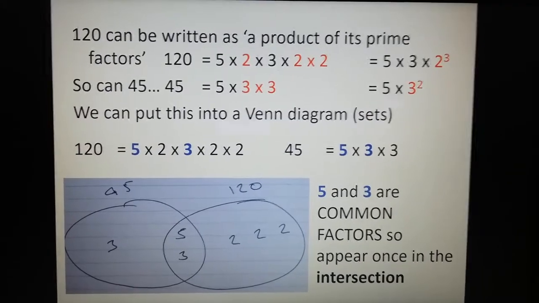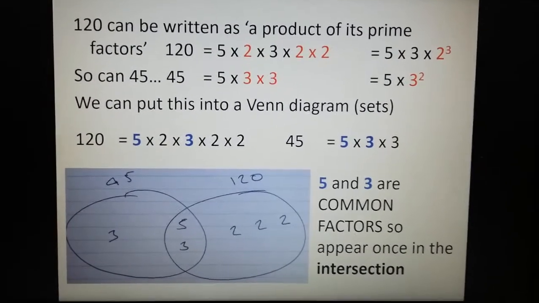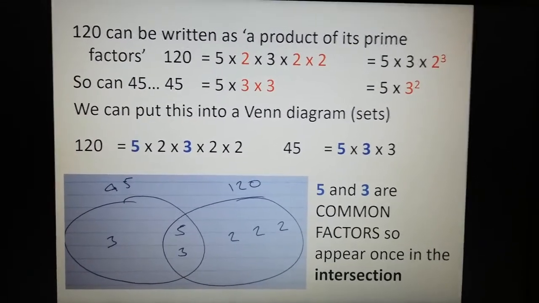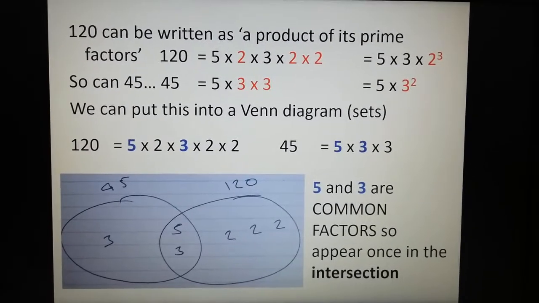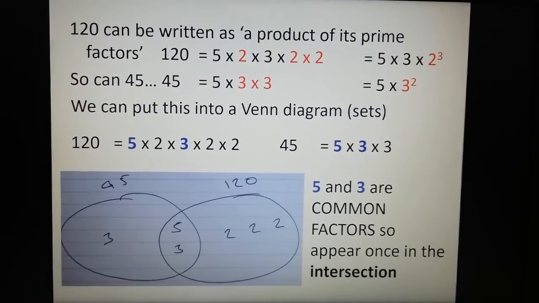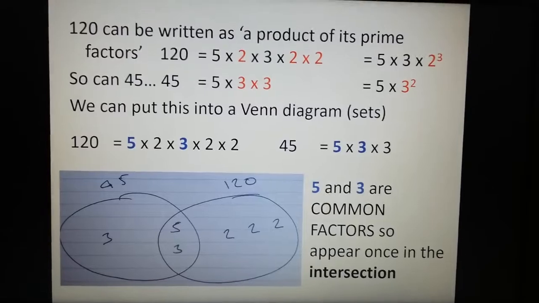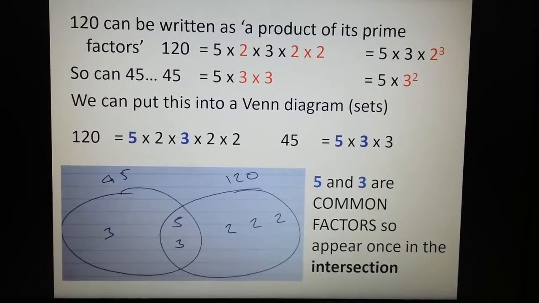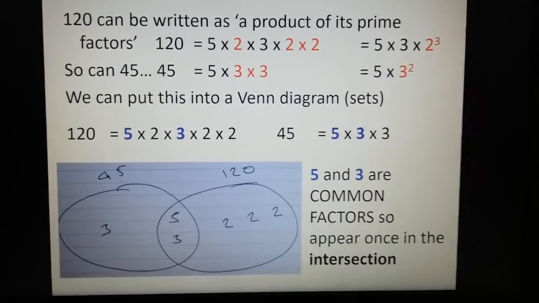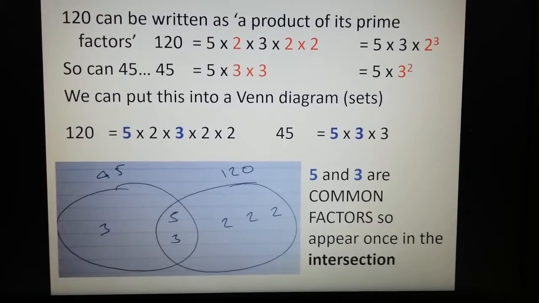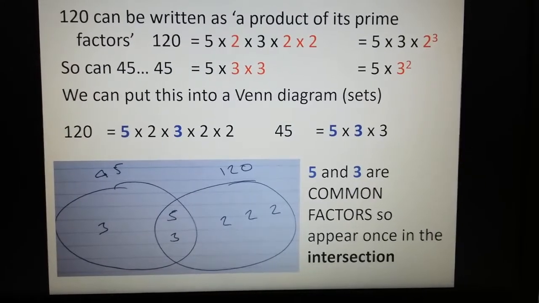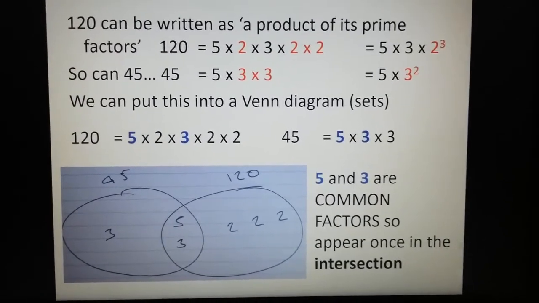Okay, the diagram at the bottom is called a Venn diagram, or you might know that as sets. And what I've done is I've put the factors of 45 in the 45 circle and the factors of 120 in the 120 circle. However, there are two numbers which exist in both of them, 5 and 3. If you go back up to those lists at the top, 5 and 3 are common factors of 45 and 120, so they fit in the middle. They appear in what we call the intersection of those two circles.